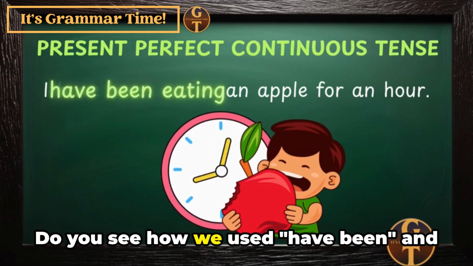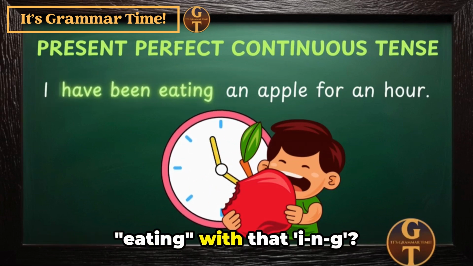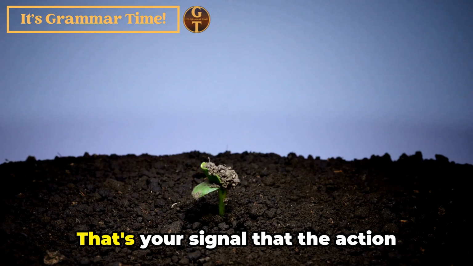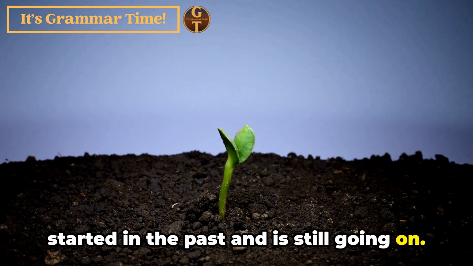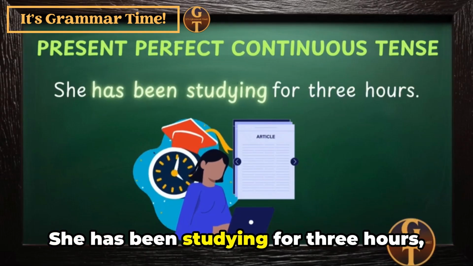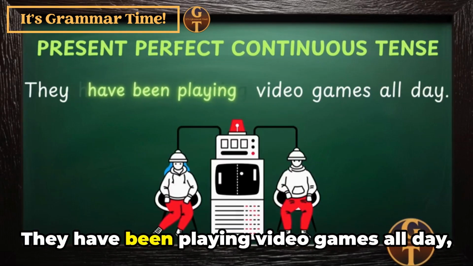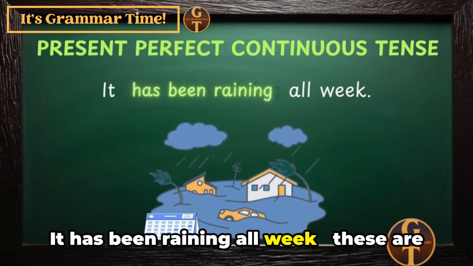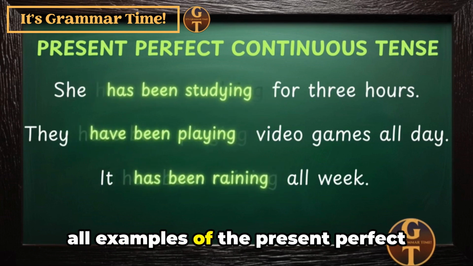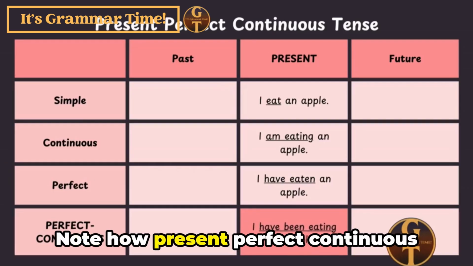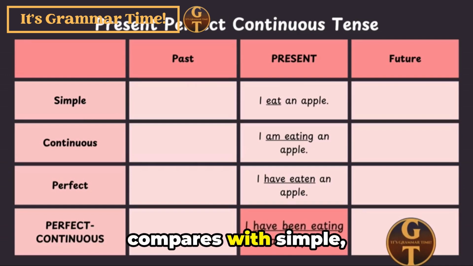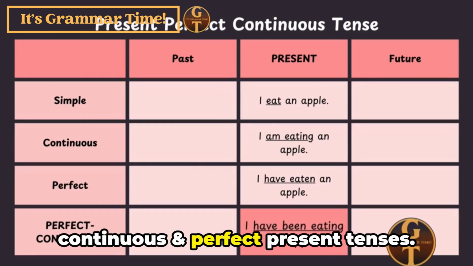Do you see how we used have been and eating with that ing? That's your signal that the action started in the past and is still going on. She has been studying for 3 hours. They have been playing video games all day. It has been raining all week. These are all examples of the present perfect continuous tense. Note how present perfect continuous compares with simple, continuous and perfect present tenses.